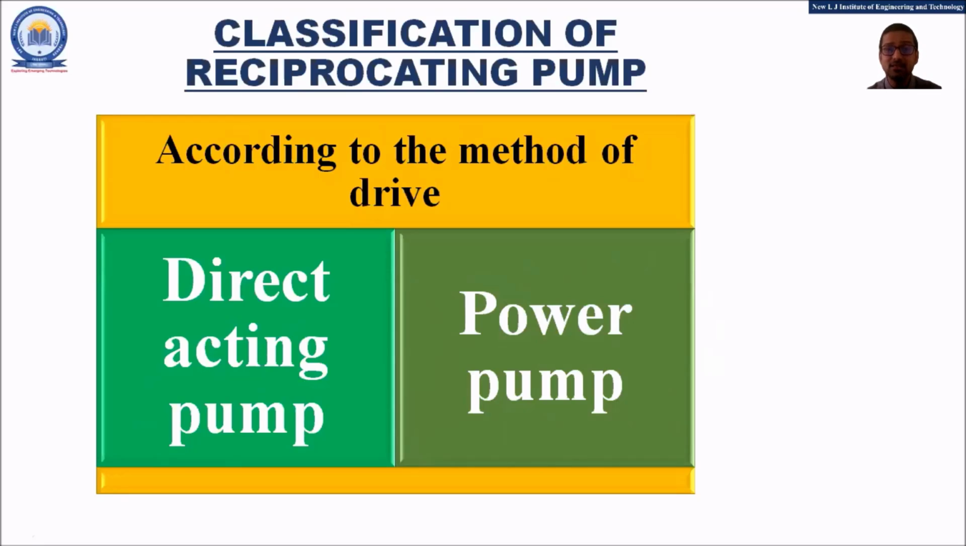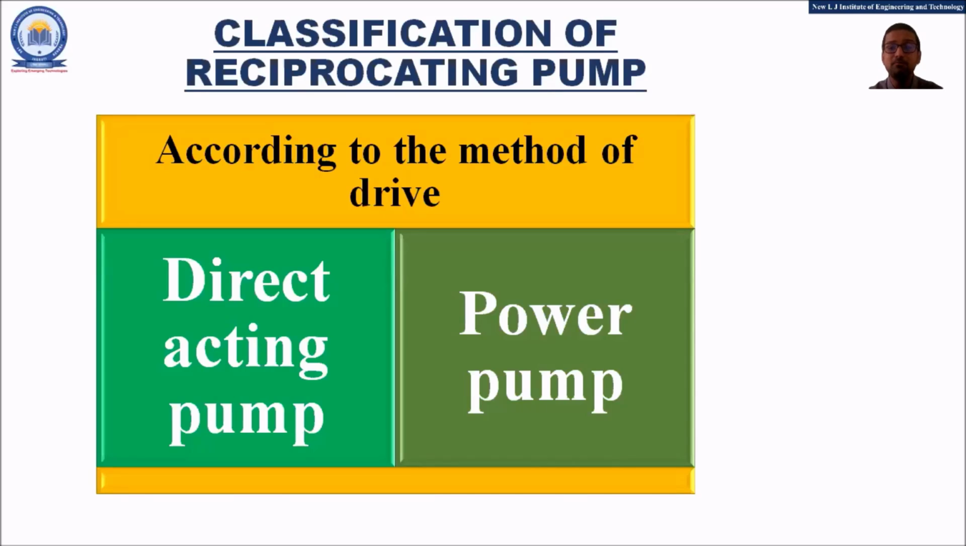The classification is done according to the method of the derivation. There are two types. First is the direct acting pump and second is the power pump. The direct acting pump is a type of the pump which is directly coupled to the steam engine, which we have already understood in the heat engines. The steam engines are the examples of the external combustion engines. So if the pump is directly connected to that steam engines, then they are considered as the direct acting pump.